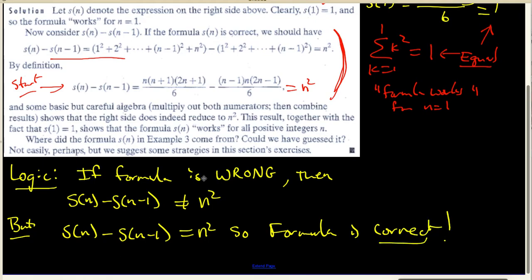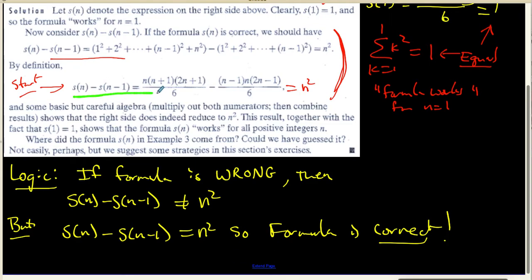And it's important to understand that that's the logic behind the argument. The authors are not saying, since the formula is right, this will simplify. They're really saying, since Sn minus Sn minus 1 simplifies to the right thing, the formula is correct. Now, I also want to think about what else the authors are doing here.